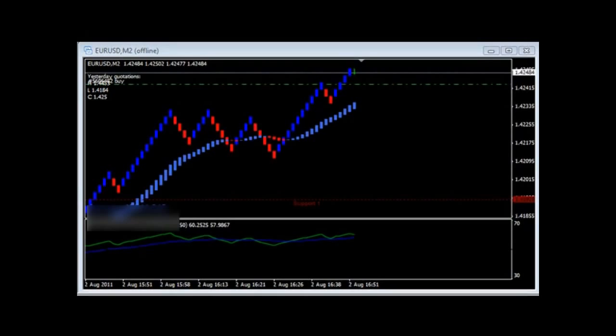And I would like to point out now we're actually up about 4.5 pips right now on this trade, which is good. I'm shooting for somewhere between 9 and 12.